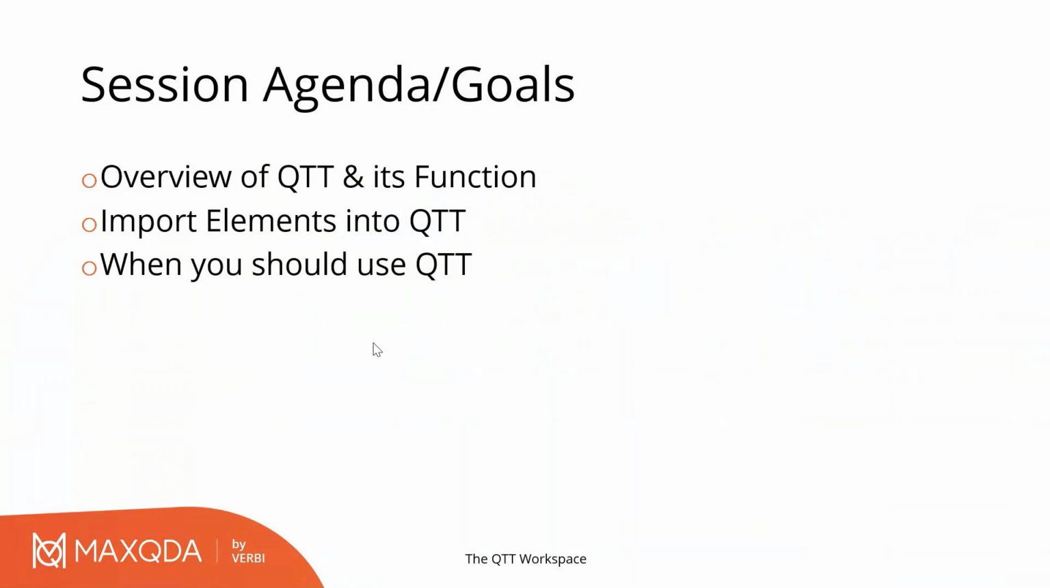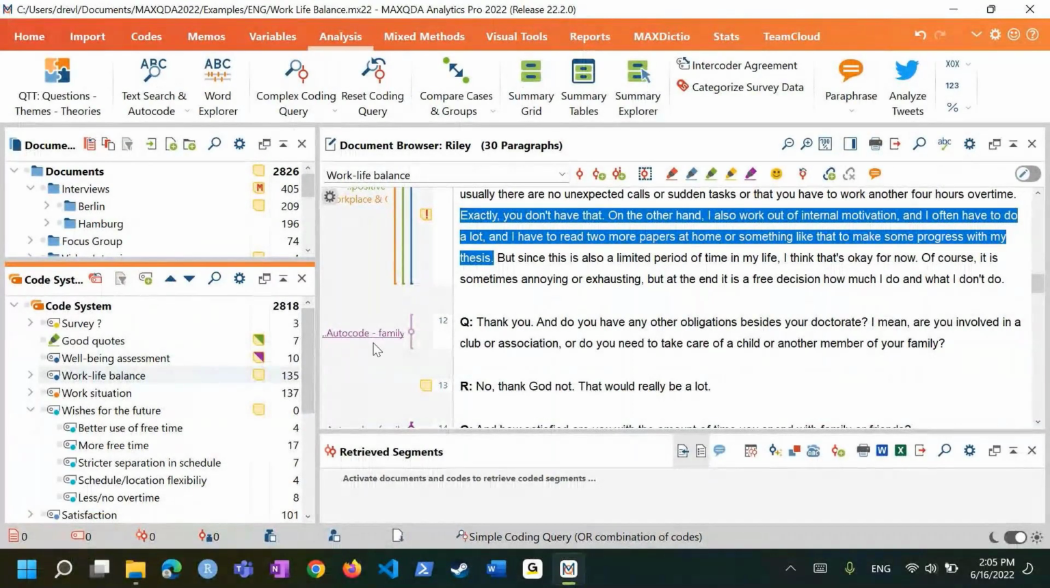Let's go ahead and jump into the project file. So I have just a basic MAXQDA example file today. We're working with the English work-life balance file. And if you want to follow along with this, you can, or you can just watch. This QTT worksheet is actually built into the example project file. So if you'd like to play around with this later, after you've seen some of this stuff in the session today, you can do that as well. Okay. So let's go ahead. I'm going to open up the QTT file right now.